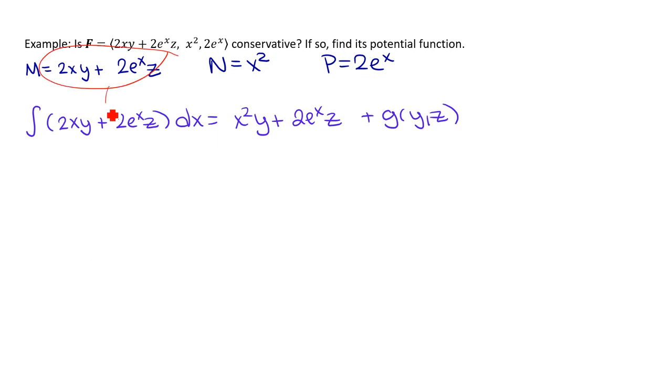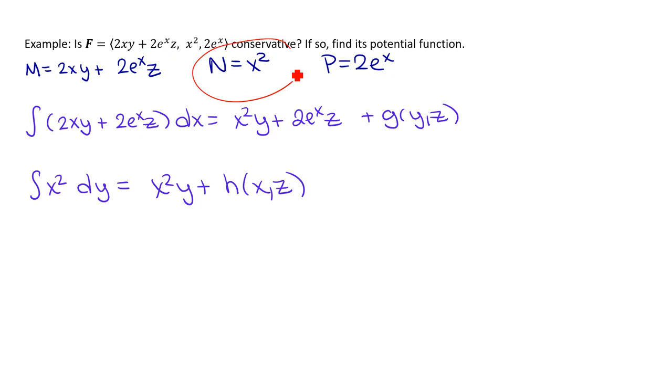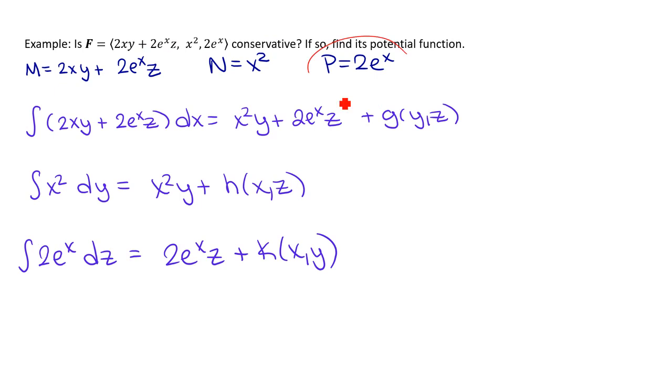All right, so we'll take this m, integrate with respect to x. I get x squared y plus 2e to the xz. And then this right here is just saying there could be other terms with y's and z's that didn't appear in this antiderivative. Then I'm going to take my n, integrate that with respect to y, and I get x squared y. And then this is saying there could be additional terms with x's and z's that didn't pop up in this antiderivative. And then the last one, I'll take the p, integrate that with respect to z, and there could be other terms.